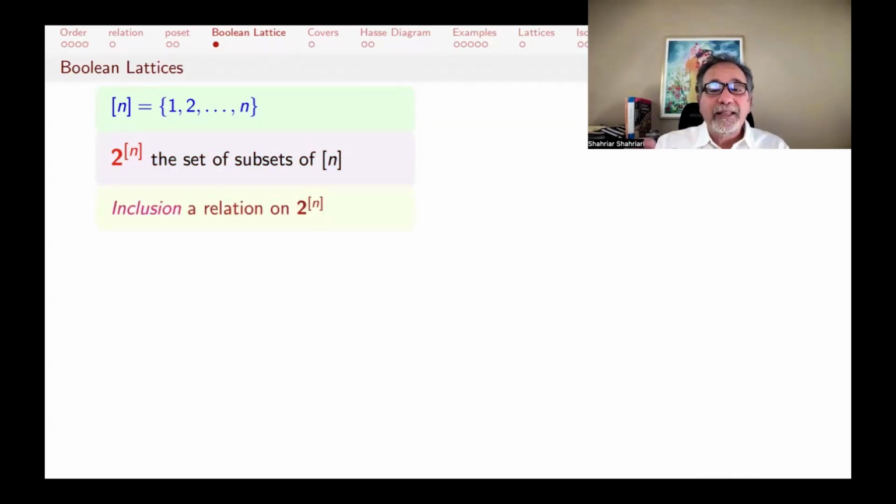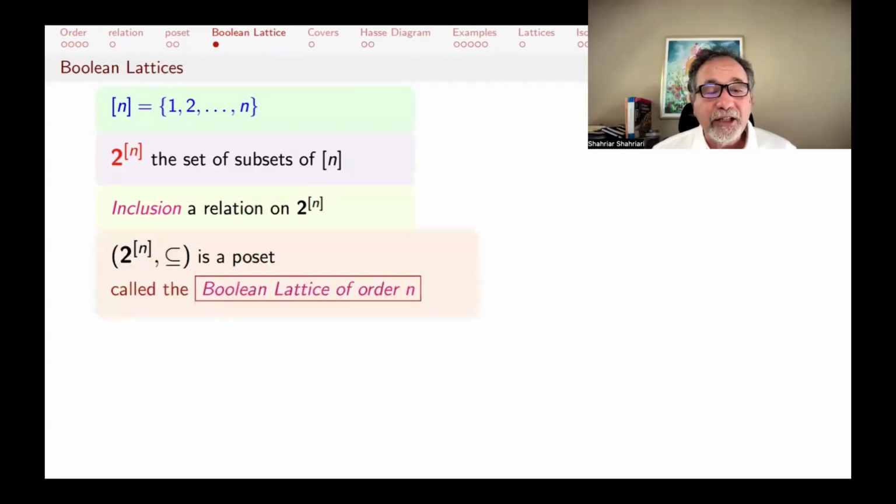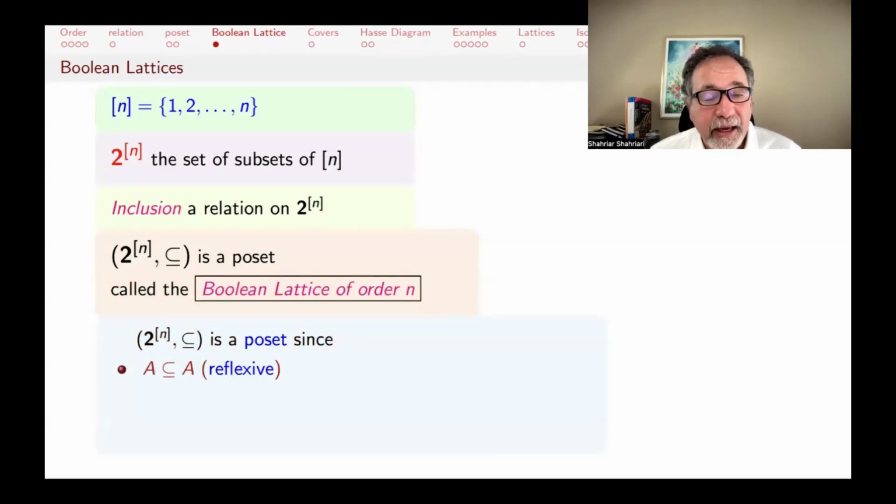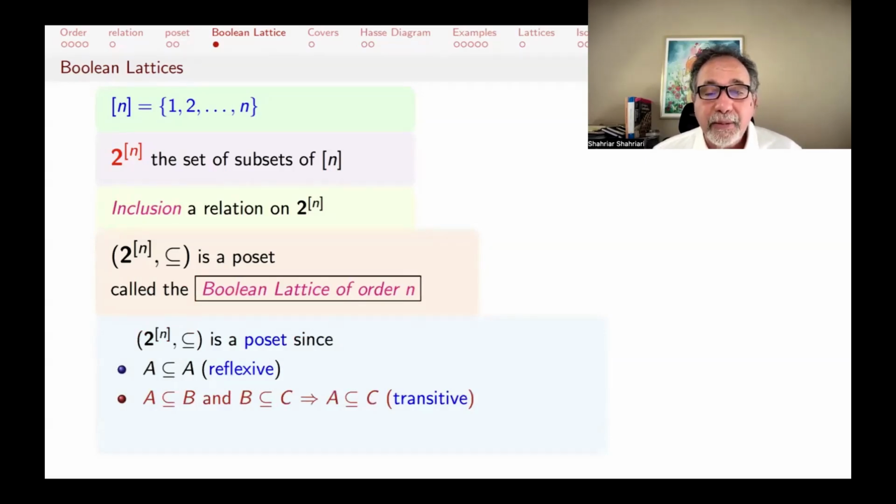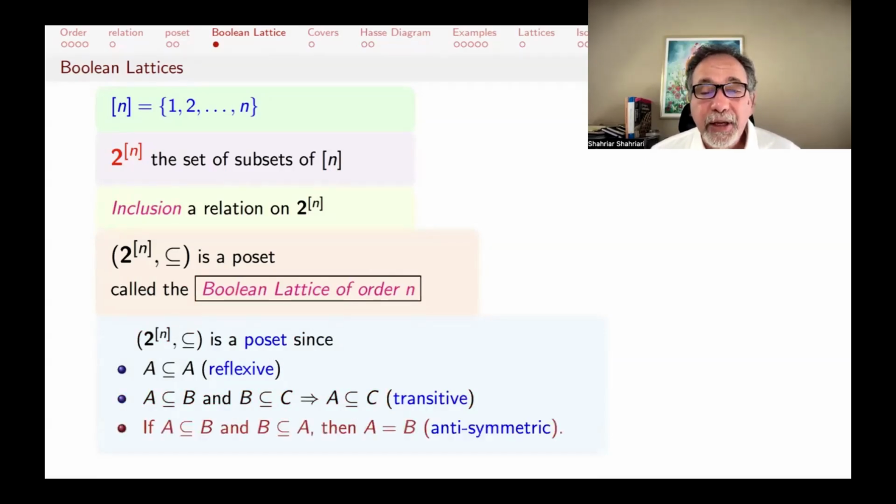When is something related to something? If the first thing is a subset of the second. This guy is a poset, and it's called the Boolean lattice of order n. And it's a poset because every set is a subset of itself. If A is a subset of B and B is a subset of C, then A is a subset of C. And if A is a subset of B and B is a subset of A, then A equals B.